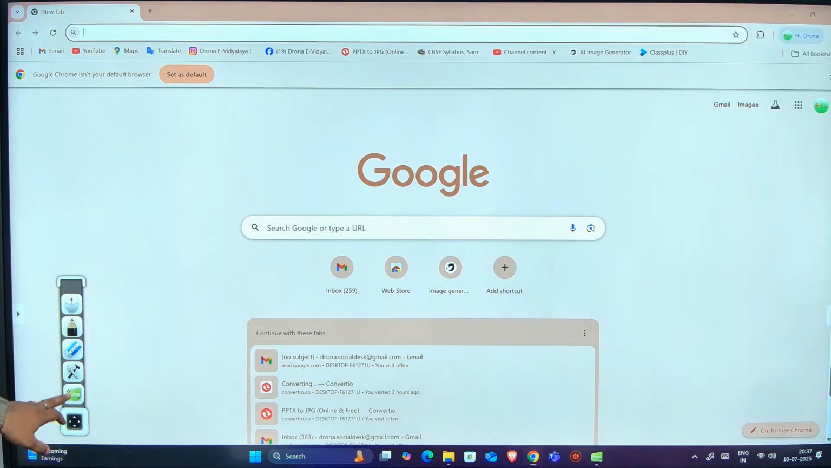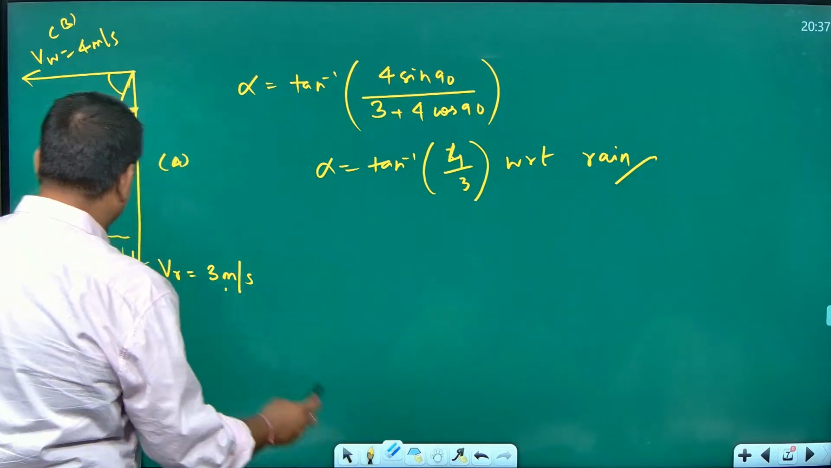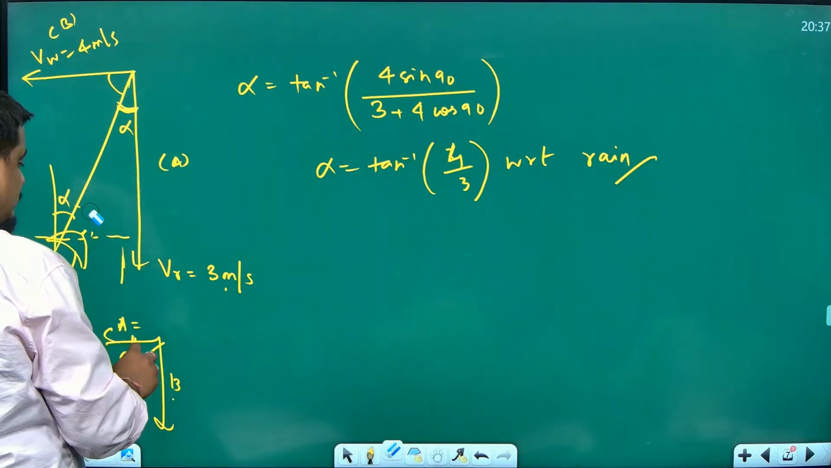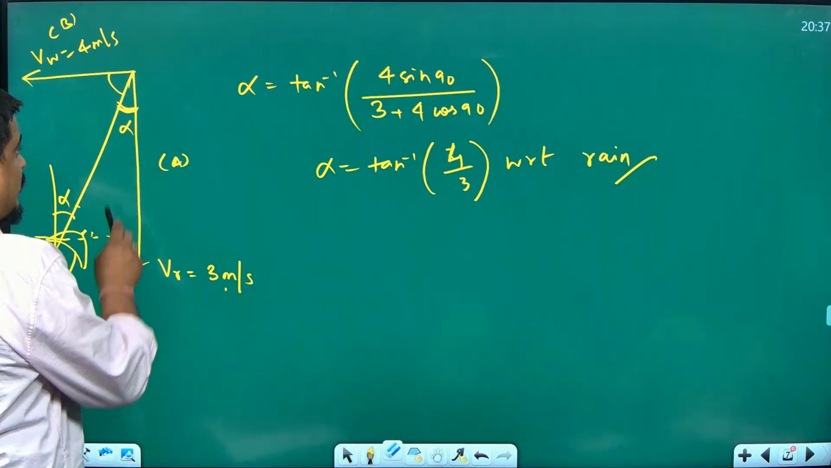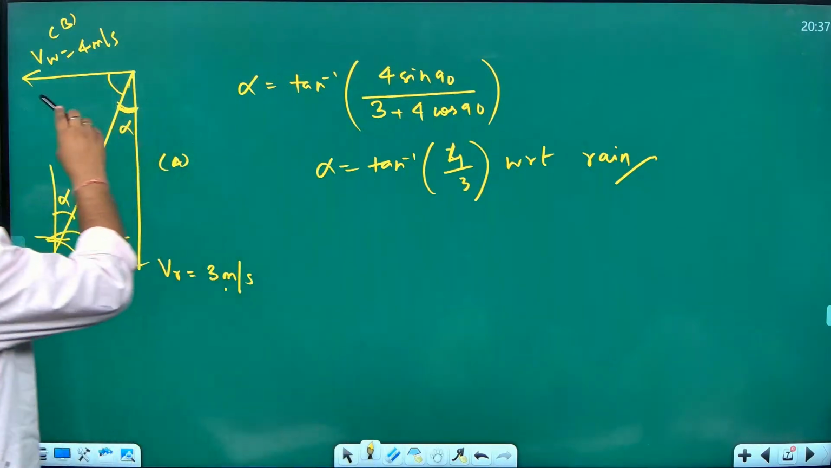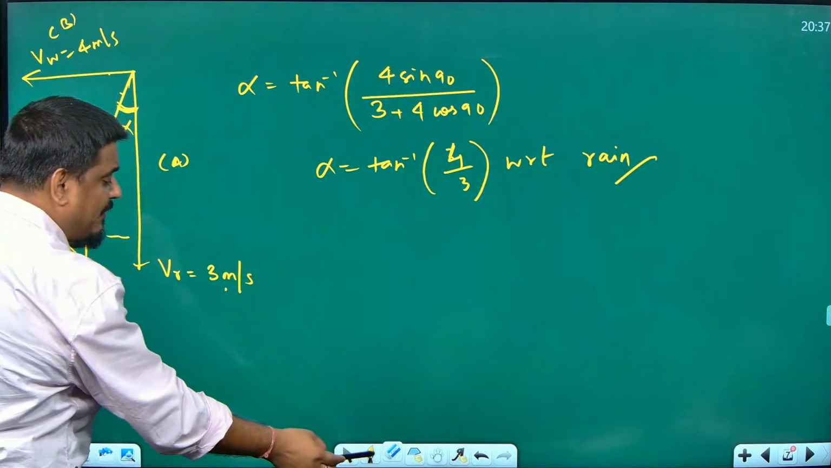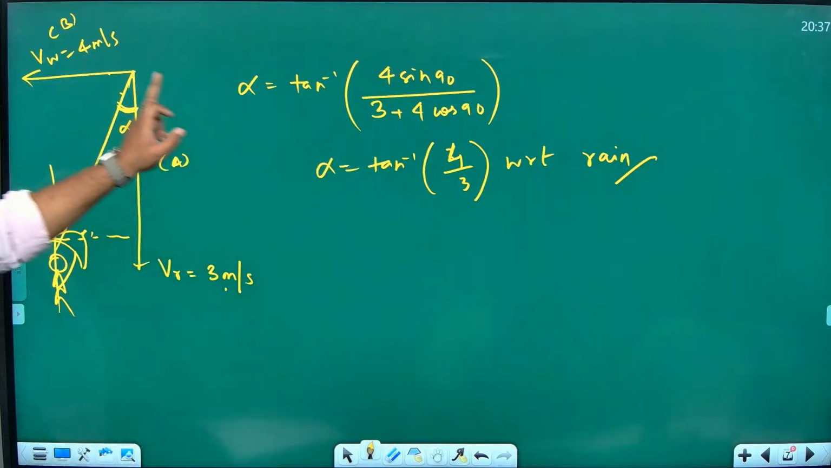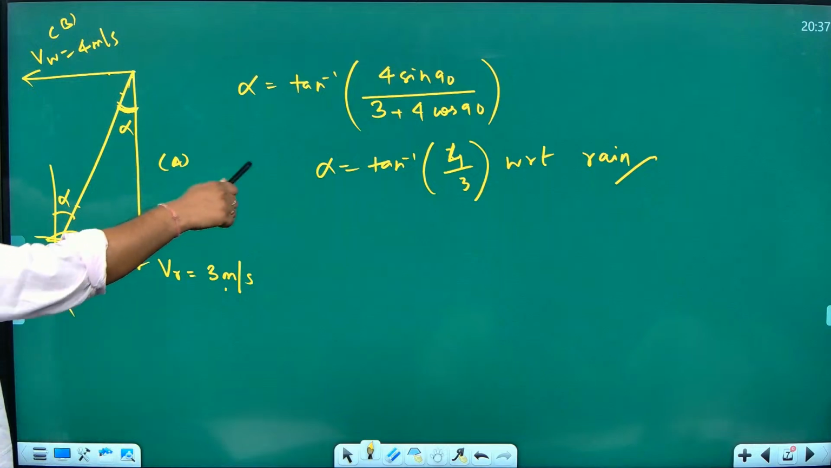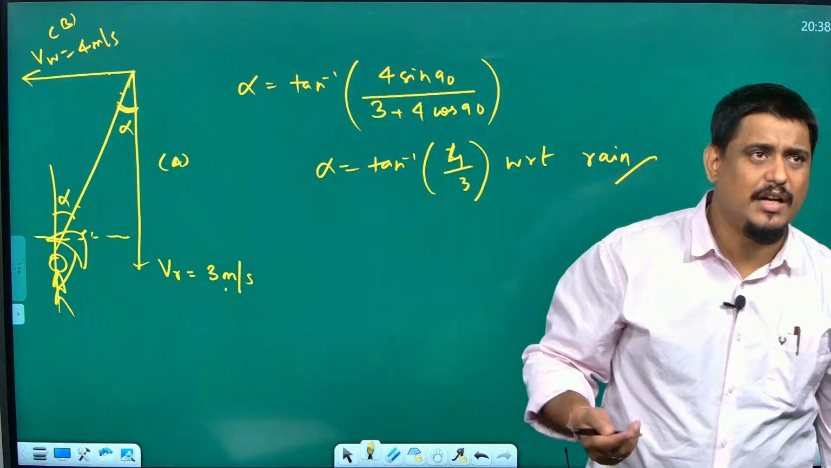Diagram I want to see. Loudly, Karthikeyan. From where should we find alpha, sir? Your wish. You can find alpha with respect to rain also or with respect to wind also. Completely your wish. If you find with respect to rain, you will get the same answer as I got. If you take with respect to wind, then alpha will become tan inverse of 3 by 4. Are you getting, Karthikeyan?